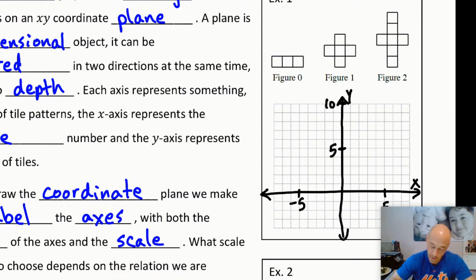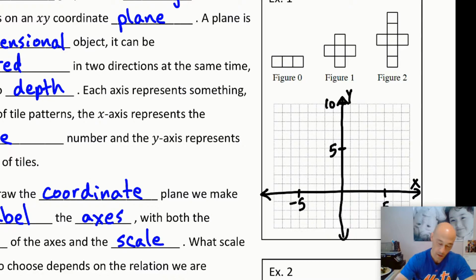It's okay if we don't label any negatives down here. We labeled this -5 on the x-axis. We don't have to label the y-axis, because as long as we have one place on each axis that is labeled, it determines the rest of them. It has to be consistent.